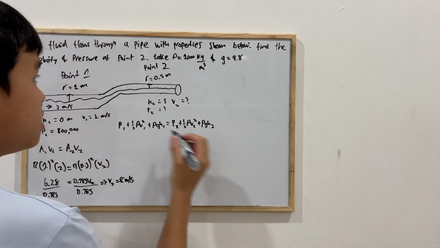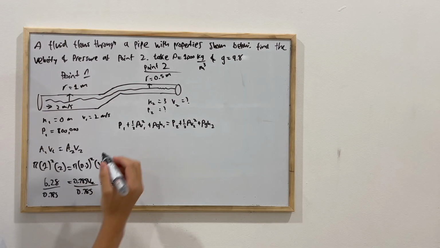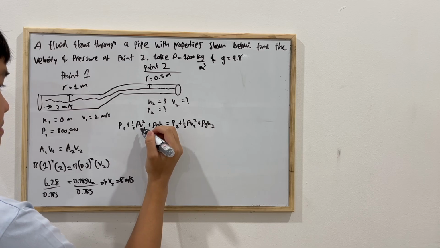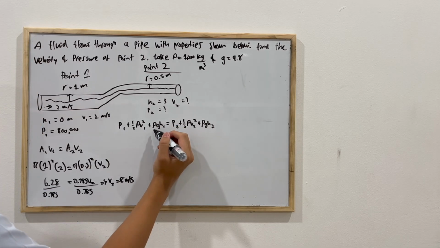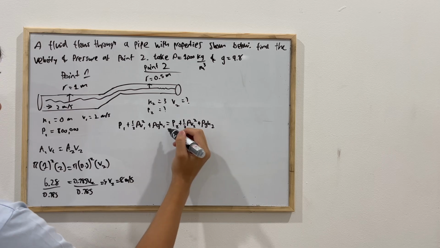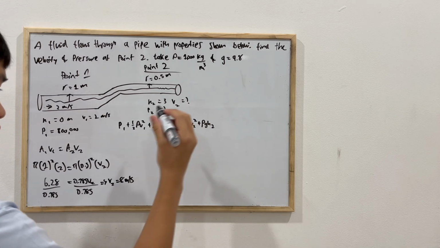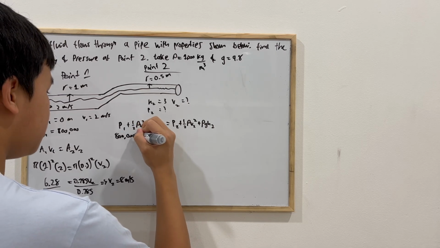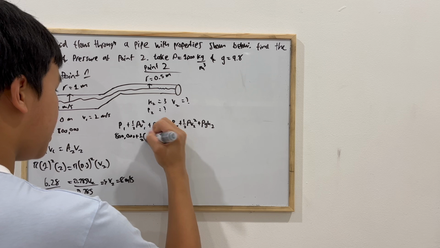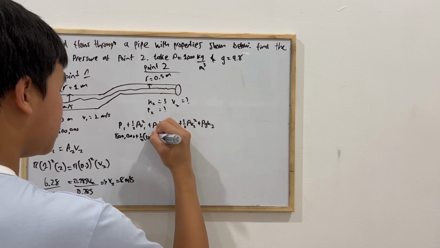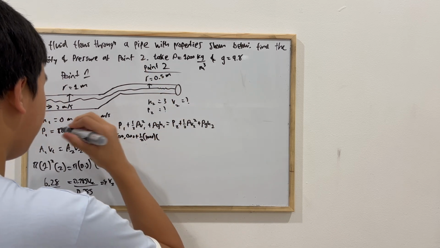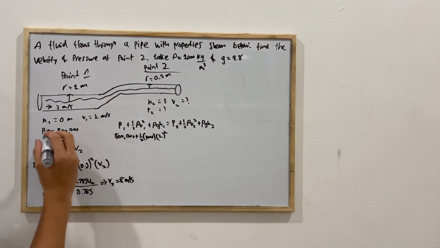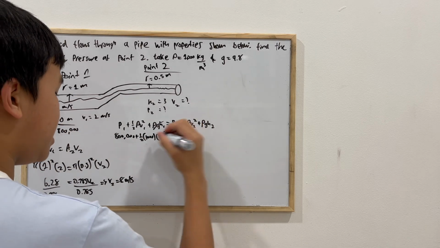To find the pressure at point 2, we have to use the Bernoulli equation, which states that pressure at point 1 plus 1/2 density times velocity squared at point 1 plus the density times gravity times height at point 1 equals the same thing but just for point 2. So let's start plugging in some values. Our pressure at point 1 would be 800,000 plus 1/2 our density, which remains constant at 1,000, and our velocity at point 1 is 2, squared. And since our height at point 1 is 0, this should cancel out.